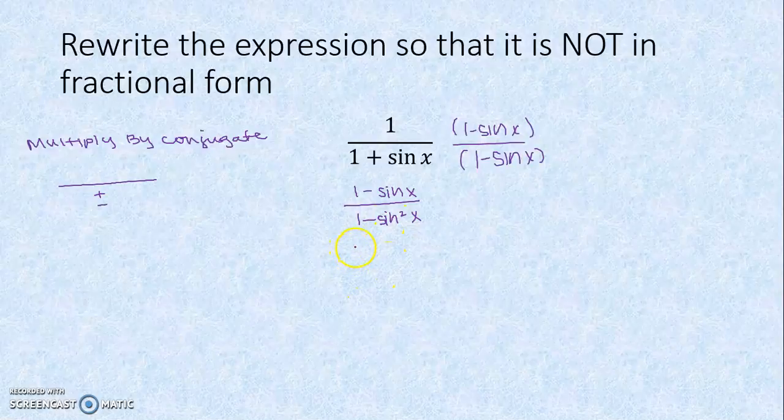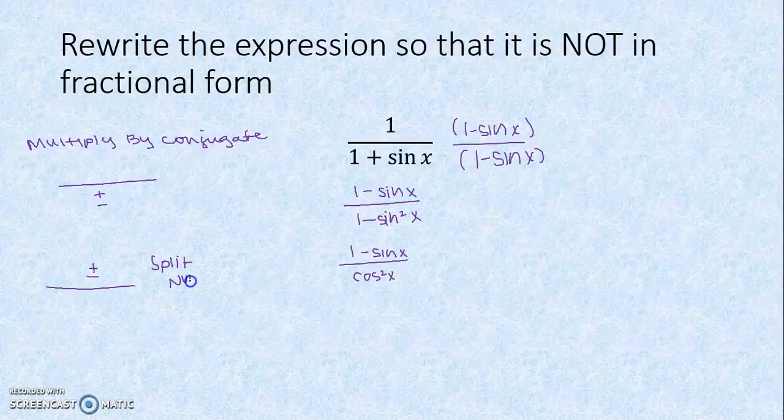From there, 1 minus sine x cannot really be simplified, but 1 minus sine squared x is cosine squared x. So you might look at this and say, that does not look any more simplified than where I started. It doesn't, I agree. But what's nice is now that that addition and subtraction is happening in the numerator, you can use a tool called splitting the numerator. You are not able to split the denominator, but you can split the numerator.